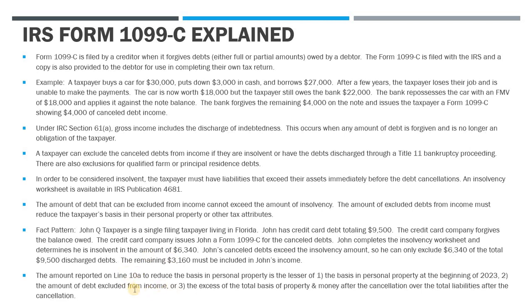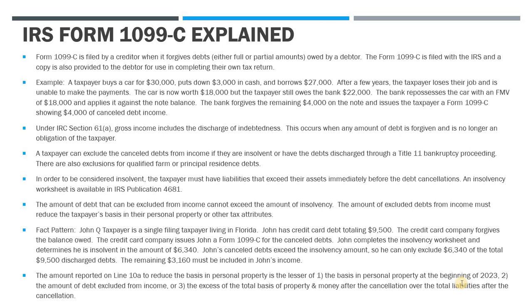The amount reported on line 10A, this last bullet point here, is the basis in our personal property, reduced to the lesser of, so the smaller of three numbers. In most cases, it is the amount of debt that was discharged and excluded from income, but that's not always the case. So it's the smaller of the three numbers. Remember that. The first is the basis in personal property at the beginning of the next year.